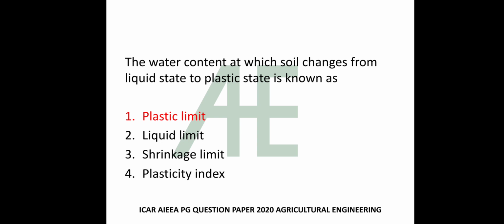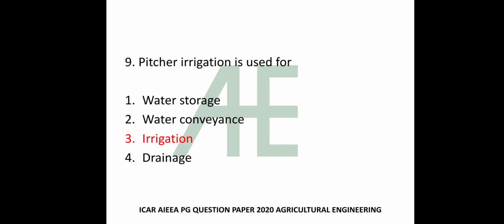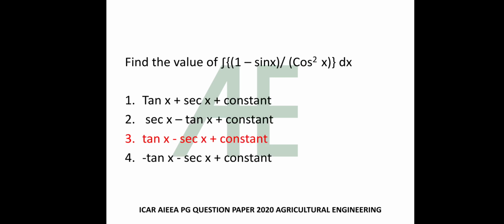The water content at which soil changes from liquid state to plastic state is known as: plastic limit, liquid limit, shrinkage limit, plasticity index. The answer is plastic limit. Pitcher irrigation is used for: water storage, water conveyance, irrigation, drainage. The answer is irrigation.